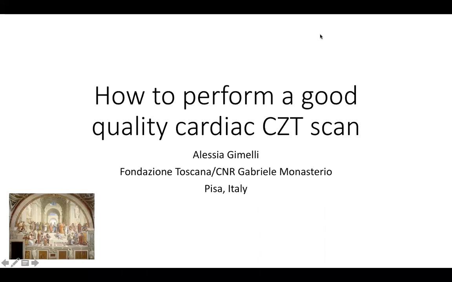Hi guys, good morning. Today I would like to share with you some information on the new CZT cameras in order to obtain the best MPS scan.